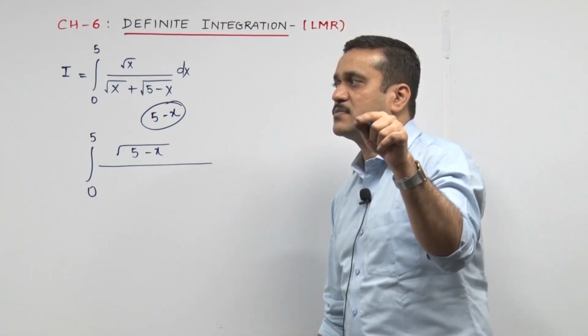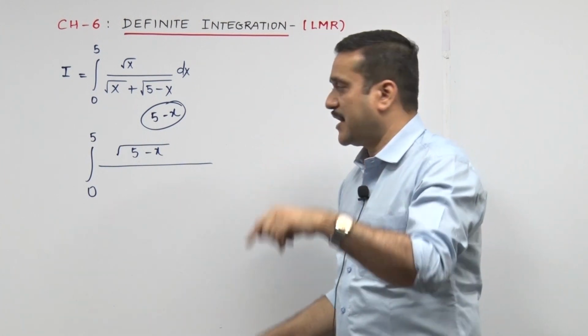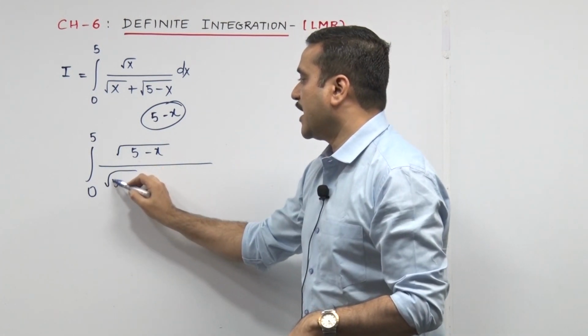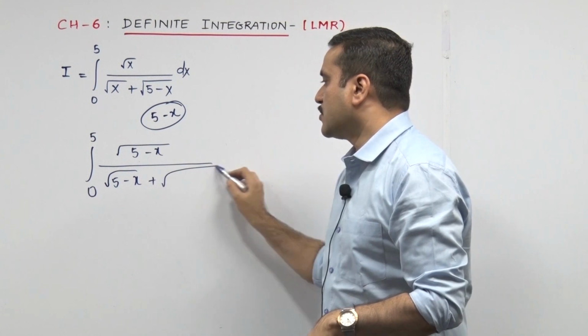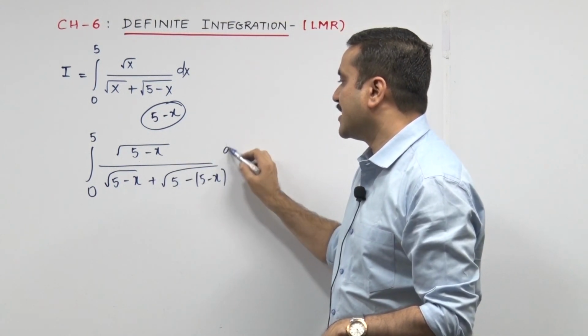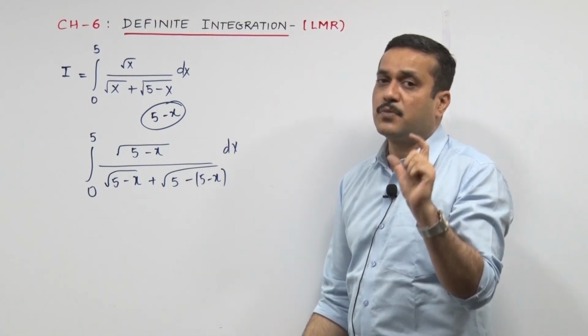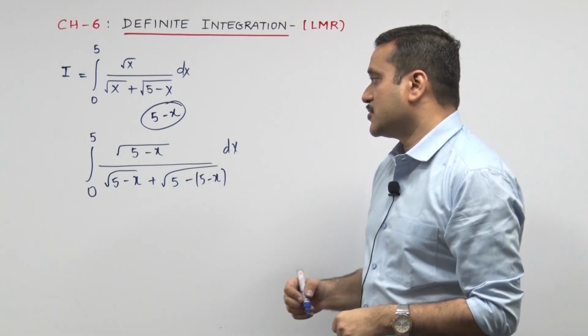Now when your f(x) moves to f of 5 minus x, that means what? All the x will change to 5 minus x. Root of 5 minus x plus root of 5 minus bracket 5 minus x. You can't go wrong in that. Then you are bringing in 5 minus x, so you need to put in a bracket over here.